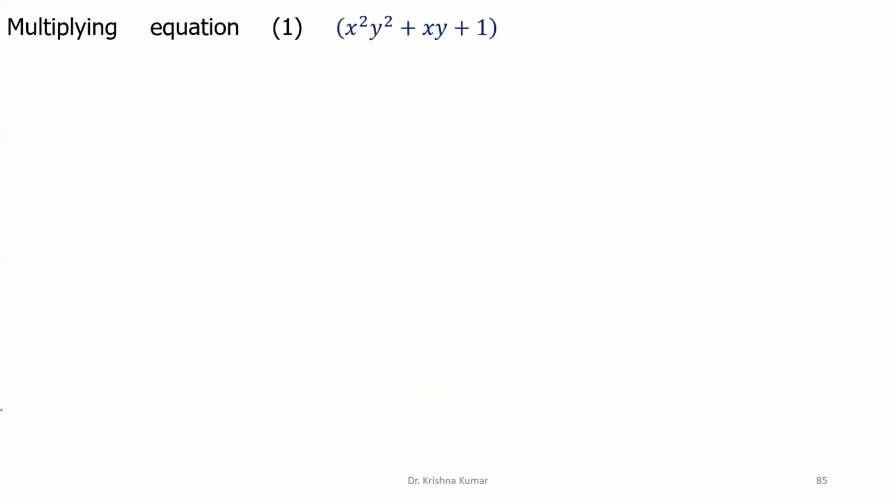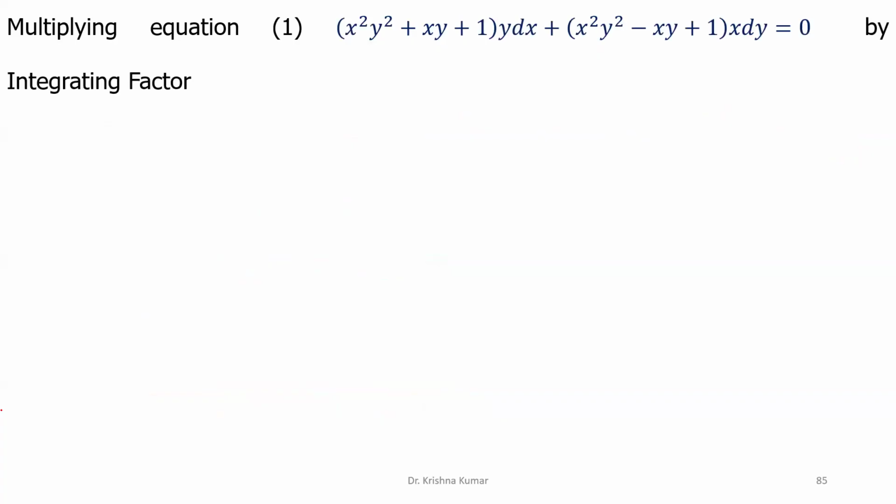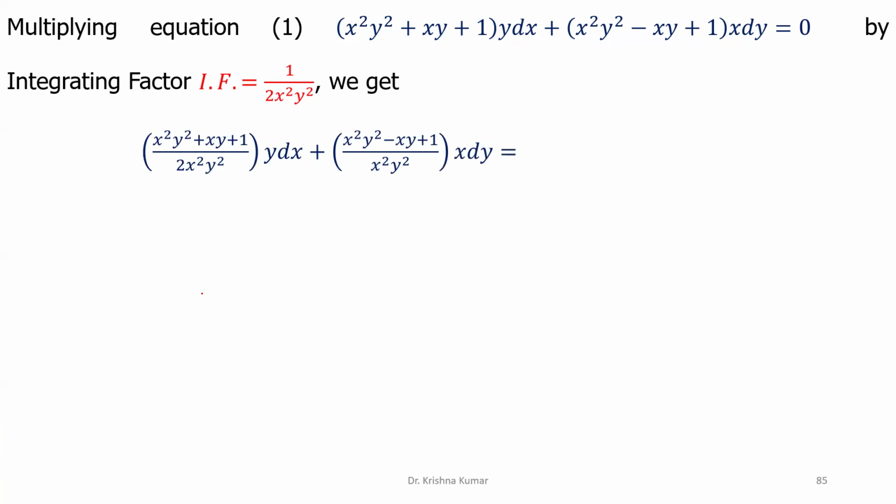Multiplying equation 1, (x²y² + xy + 1) times y dx + (x²y² − xy + 1) times x dy = 0, by its integrating factor 1 upon 2x²y², we get (x²y² + xy + 1) upon 2x²y² into y dx + (x²y² − xy + 1) upon x²y² x dy. One y will be cancelled over here, and one x is cancelled over here.